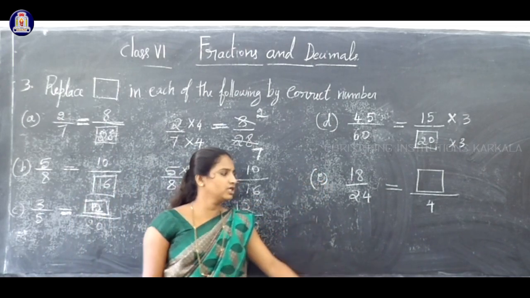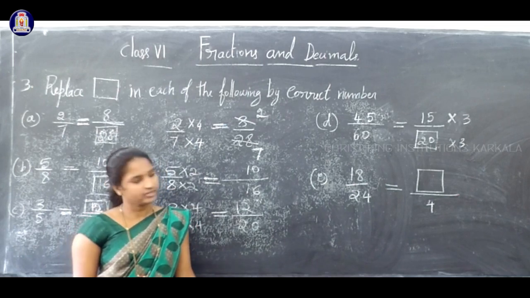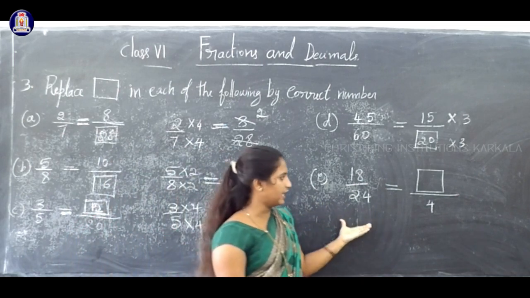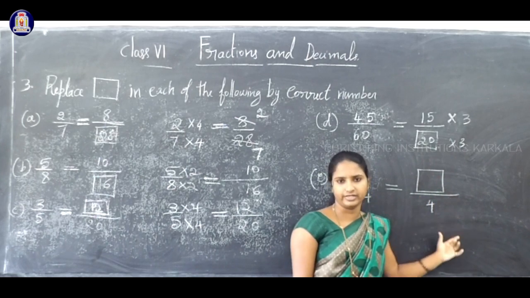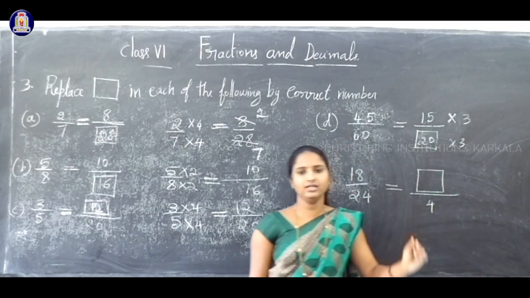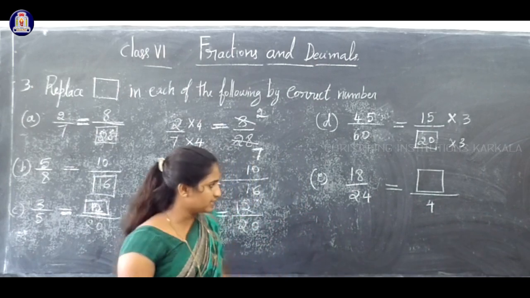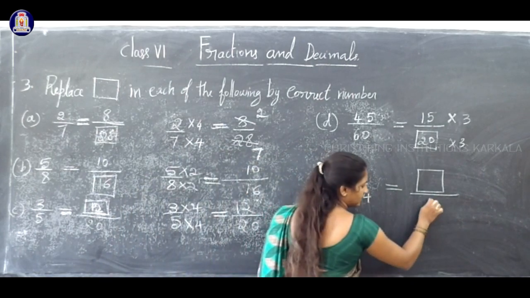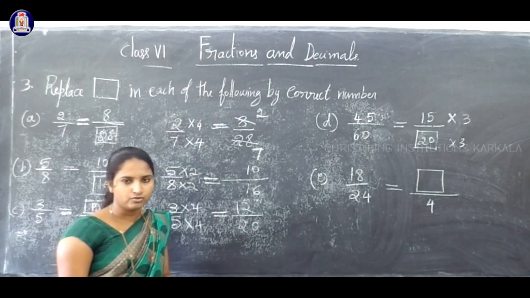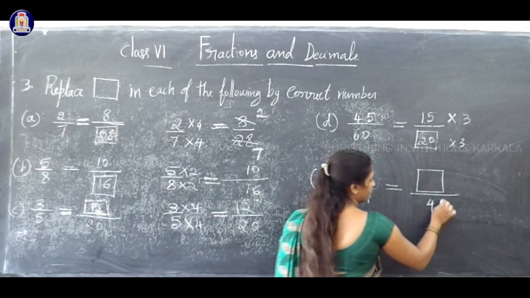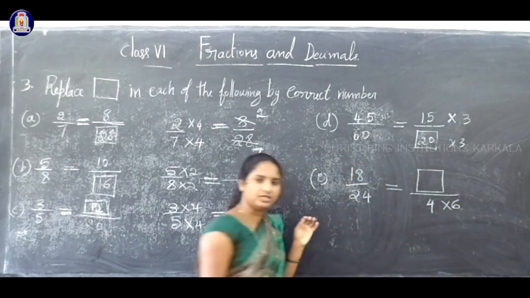Now the fifth question, 18 by 24. 18 by 24 on the left hand side, and on the right hand side the numerator is not given. We have to find it out, and the denominator value given is 4. Now we have to ask: 4 how much are 24? How much have you multiplied to get 24? 4 into dash, 4 6s are 24.